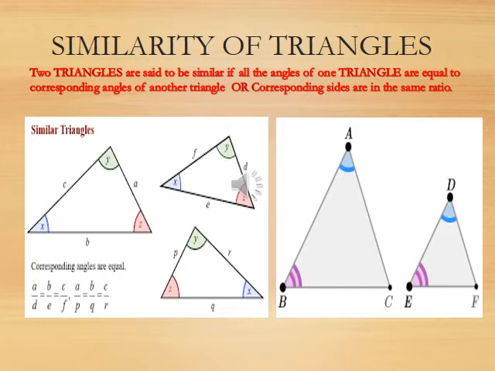In the first figure, just observe three triangles which will be similar if their corresponding angles are equal or corresponding side ratios are equal. Even in the second slide, it is clearly mentioned that in triangles ABC and DEF, angle A is equal to D, angle B equal to E, angle C equal to F. Then I can say triangle ABC is similar to triangle DEF.